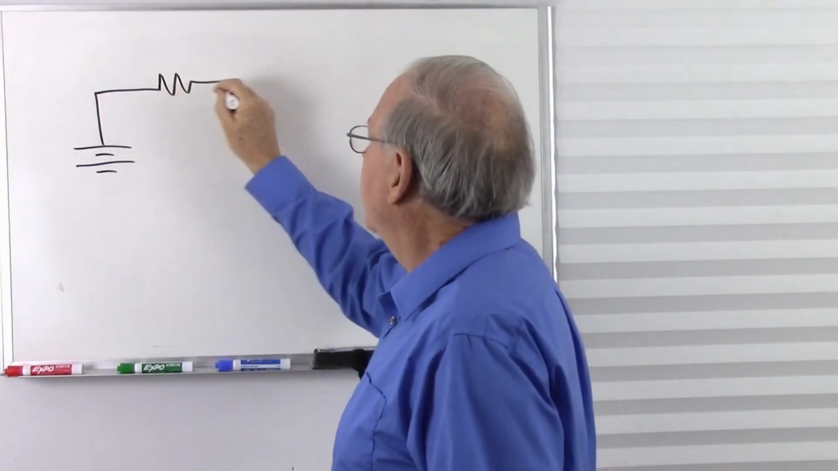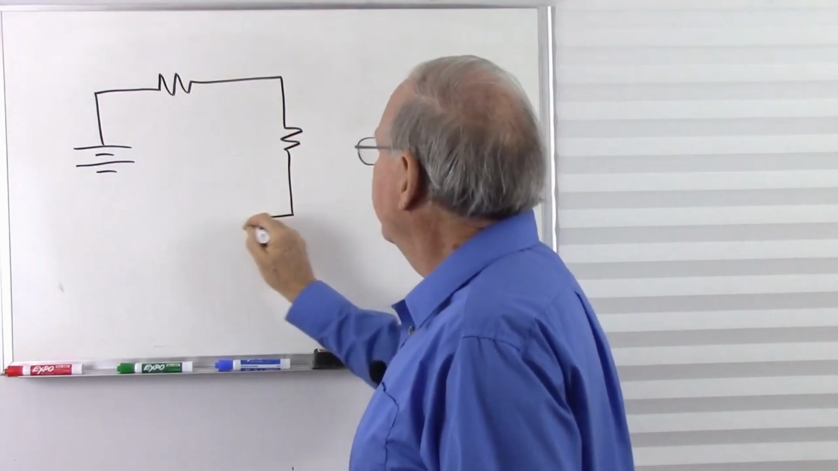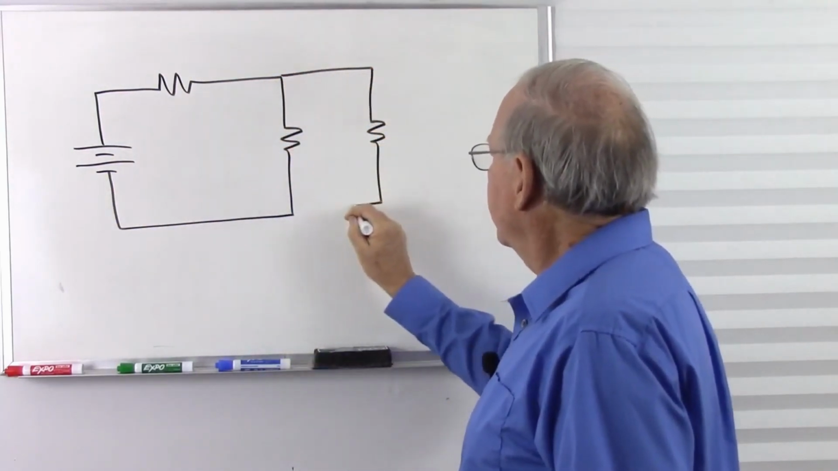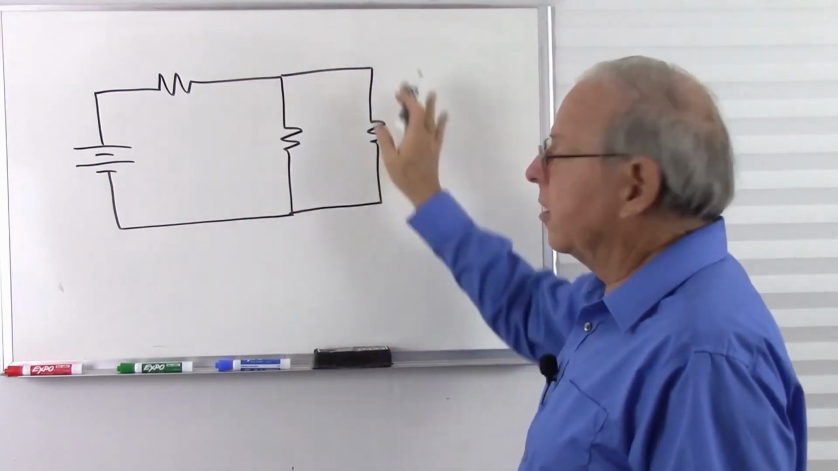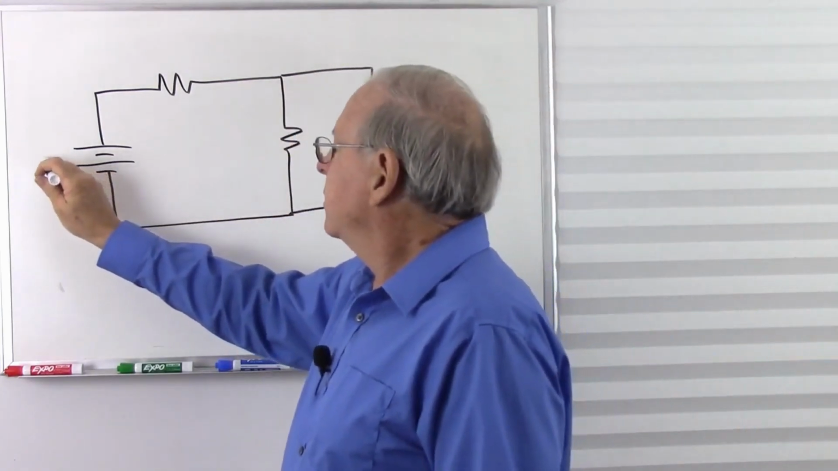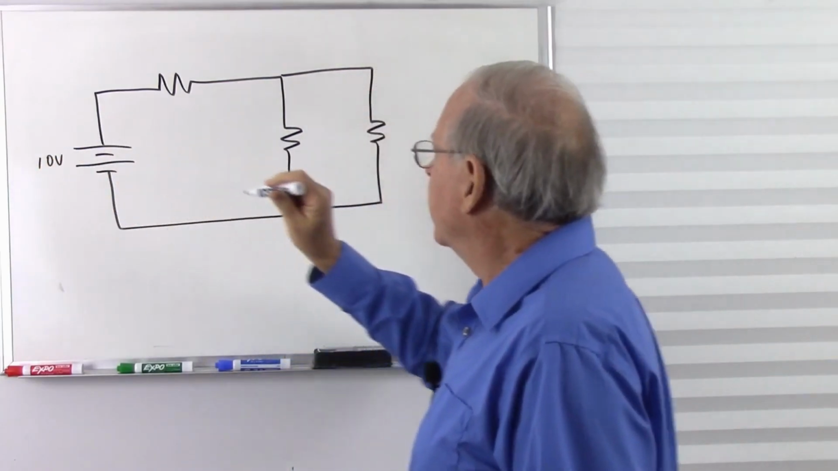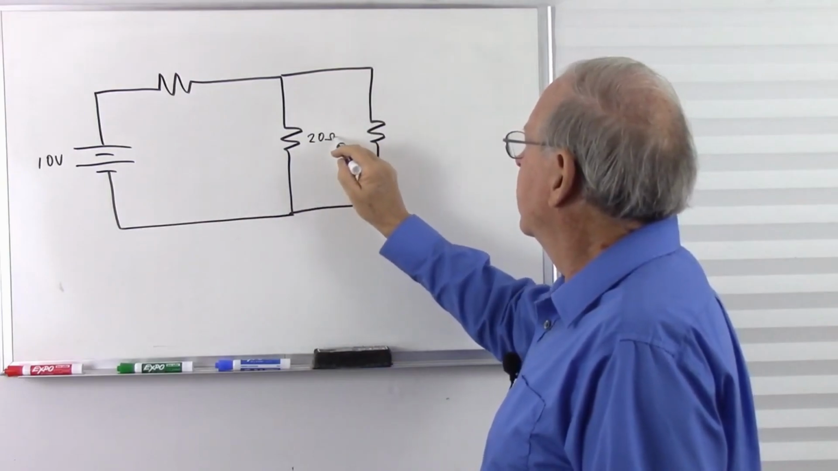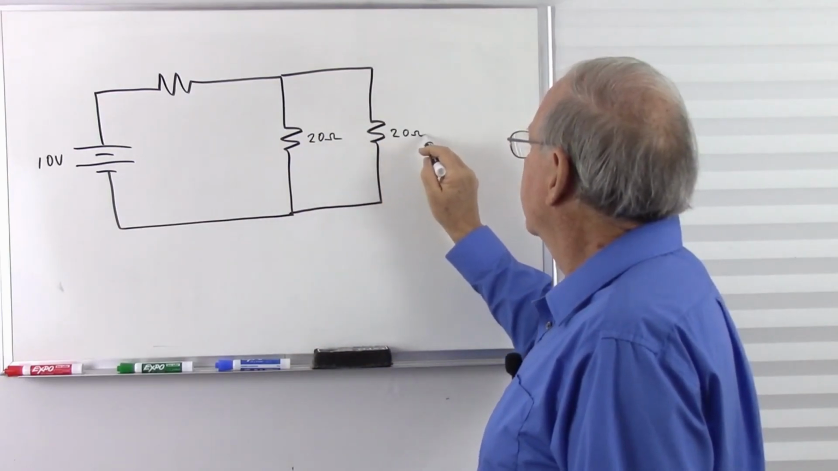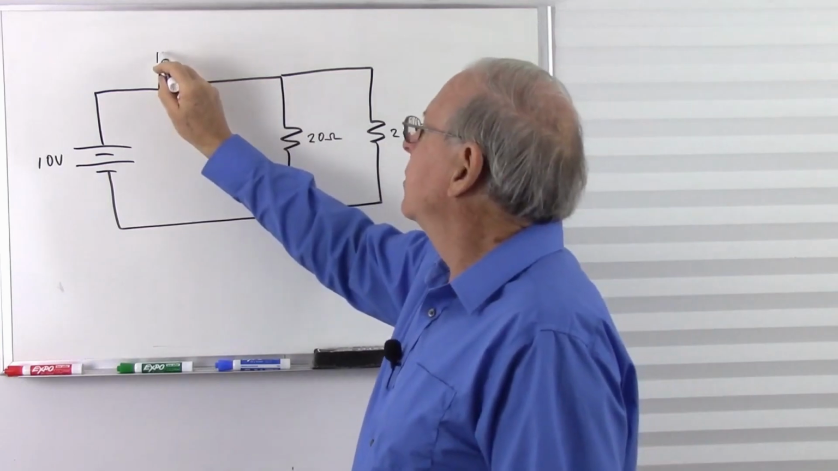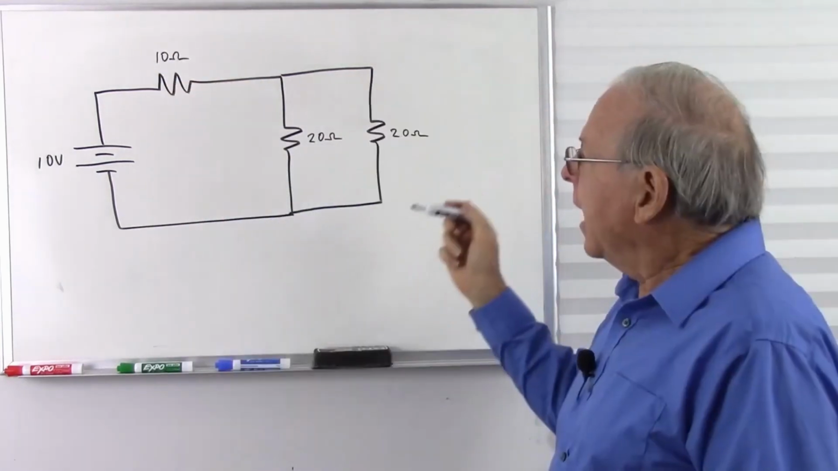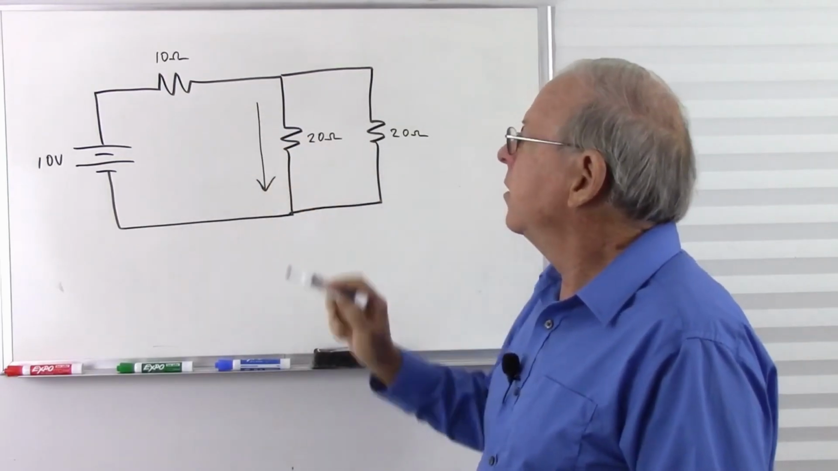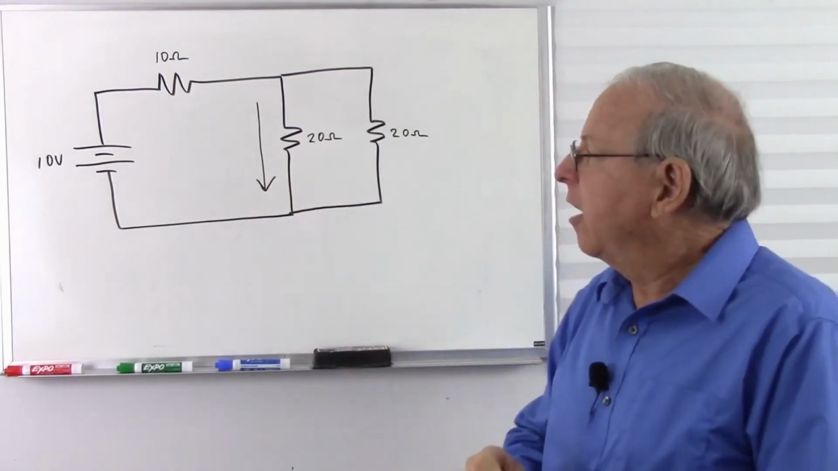Let's put a resistor here and a resistor here. Another resistor here. So we have a parallel circuit, right? Let's put 10 volts here because we can, and let's make each of these 20 ohms. And I'll make this 10 ohms. Now, the question is, how much current is flowing through that resistor? So let's calculate that out.